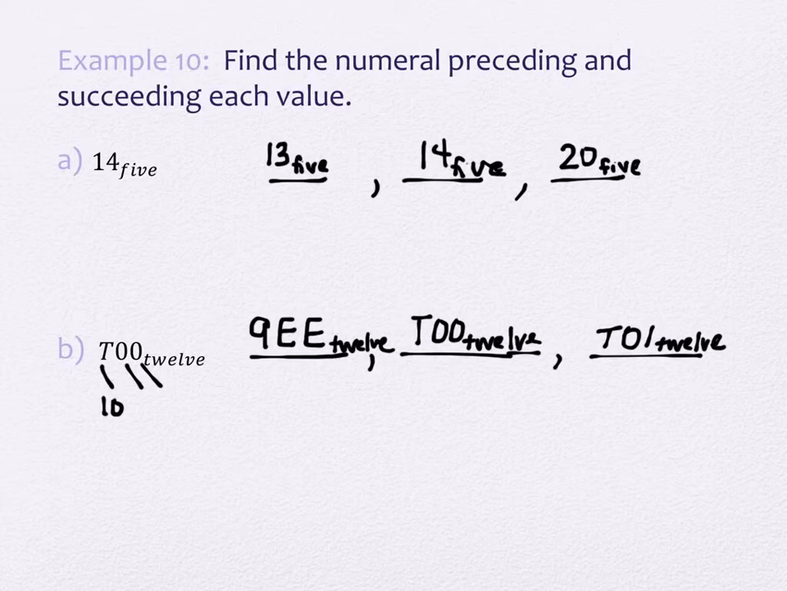9E base 12. Okay, the last thing we're going to do with these guys is to convert in and out of them, just like we did with the historical systems, right? Taking their number and turning it into ours, taking our number and turning it into theirs.